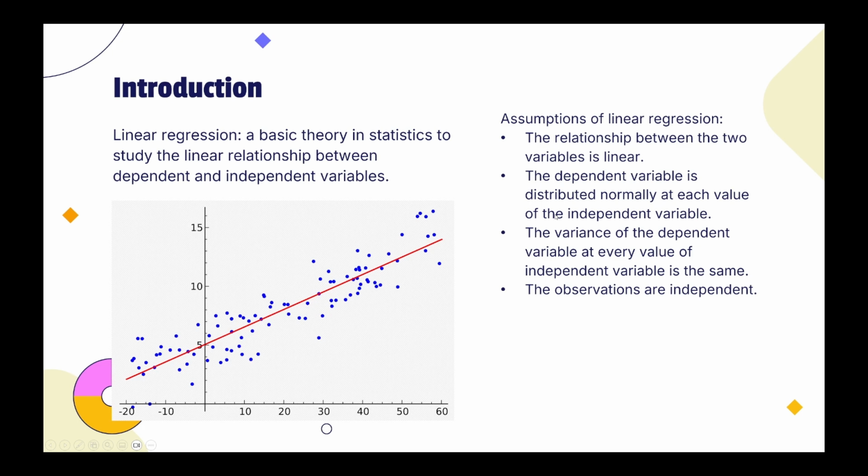The relationship between variables is linear. The dependent variable is normally distributed at each value of the independent variable. The variance of the dependent variable is the same at every value of the independent variable, and the observations are independent. These assumptions are crucial for the model's validity and reliability.